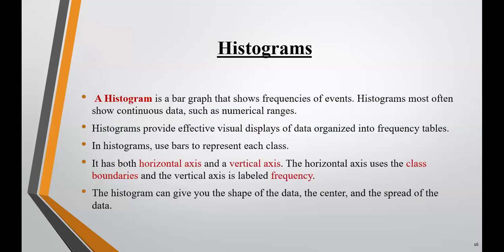Thank you, Risna. The next one is histogram. A histogram is a graphical representation showing a visual impression of the distribution of data. It is similar to a vertical bar graph, but a histogram shows no gaps between the bars. In a histogram, there is a horizontal axis which represents the class boundaries and a vertical axis which represents frequency. And histograms can display a large amount of data and the frequency of the data values.